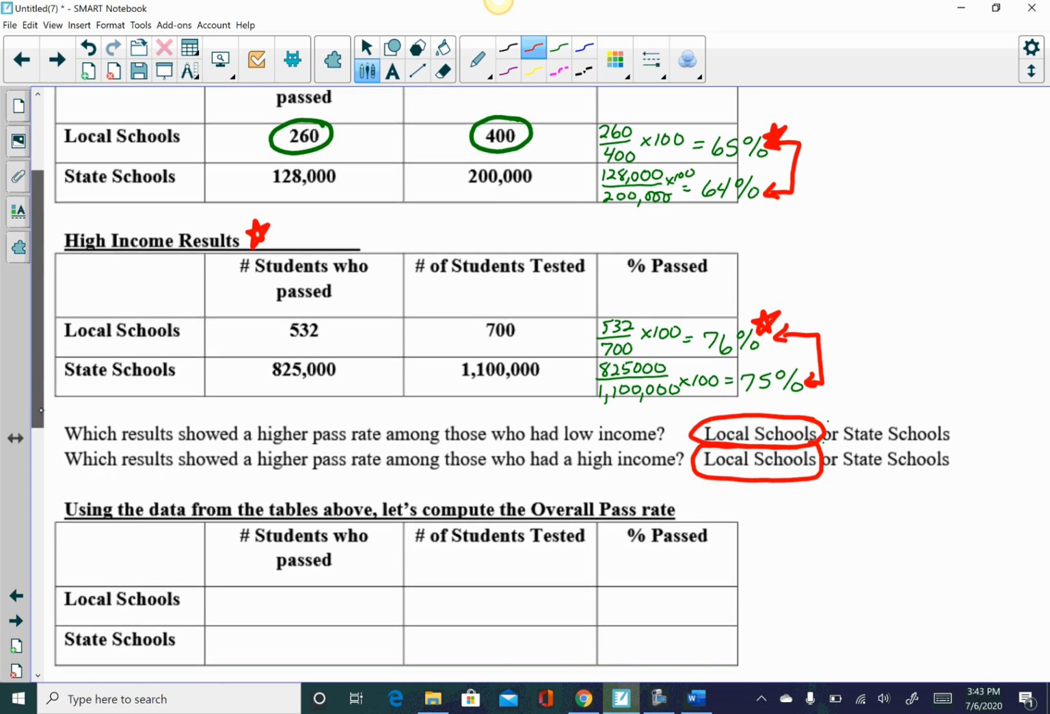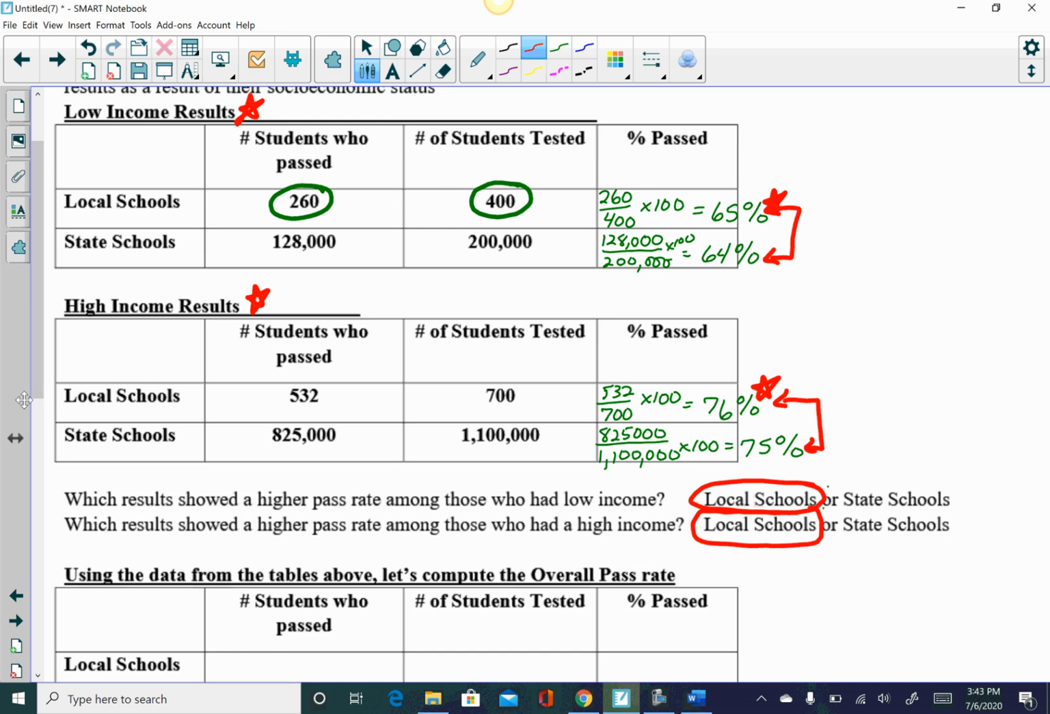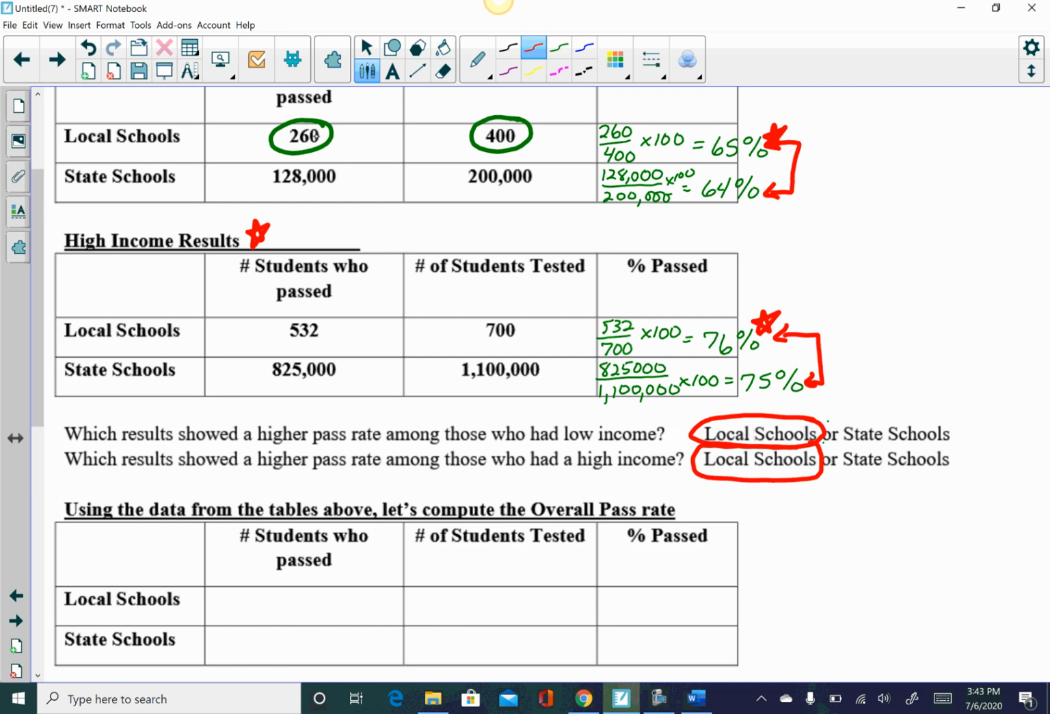Now, if we try to put the data together as an overall pass rate for local schools versus state schools. So in here, I didn't fill in the table for you, but we can fill it in with the numbers that were given to us. We know that 260 passed low income, 532 passed high income. Add those two together. So you would be doing here 260 plus 532. And that would put you at 792 students. Then to get state schools number of passed, you're going to take your 128,000 plus your 825,000. I'm just going to put this in parentheses here because I'm just trying to show you where I got them. That should land you at 953,000.